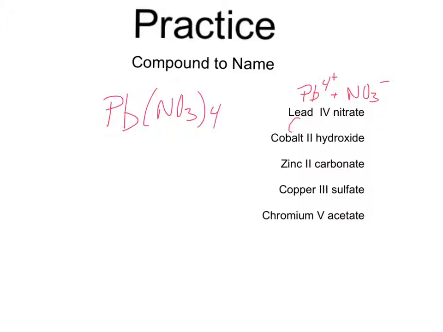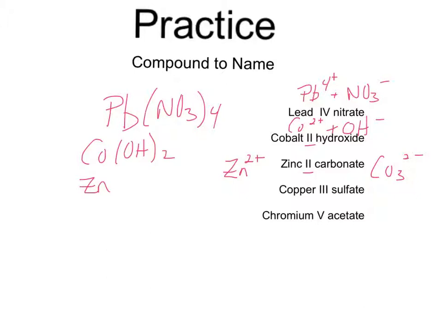Cobalt with a 2 plus charge, because that's what that tells me. I'm going to add it to hydroxide with a -1. So that would be cobalt, and then hydroxide, and I need 2 of them. Zinc 2. So that's going to be zinc with a 2 plus charge, and once again I got carbonate with a 2 minus charge. Those balance each other out, so I would just be writing zinc carbonate.